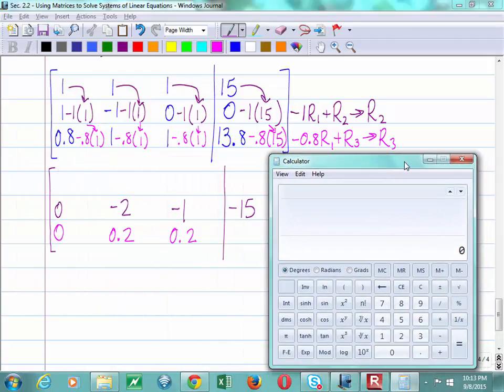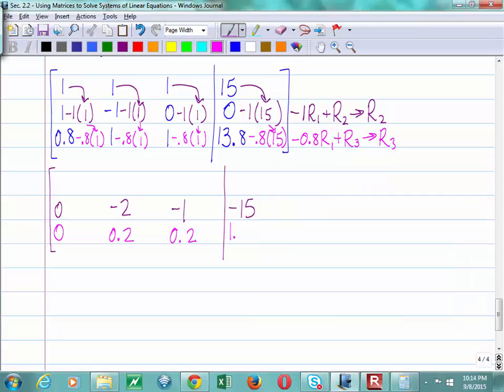So I've got 13.8 minus 0.8 times 15. So that's giving me 1.8. Okay, and then my first row didn't need to change that time, so I'll just copy that down. Okay, so my first column is finished. So now I'm going to move on to my second column.